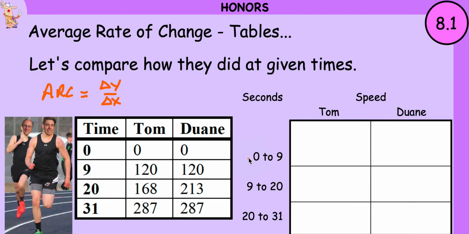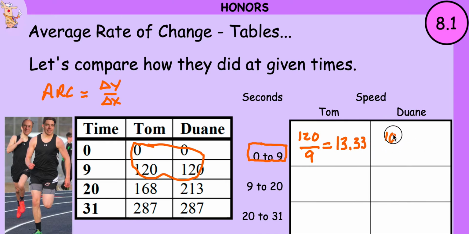All right, so let's look at it. From the zone 0 to 9, we'll take 9 minus 0, which is the change in x. And then from the table, we use 0 to 120 for both, so that would be 120 over 9, which if we convert this to a decimal, gives us 13.33, rounding to the hundredth.